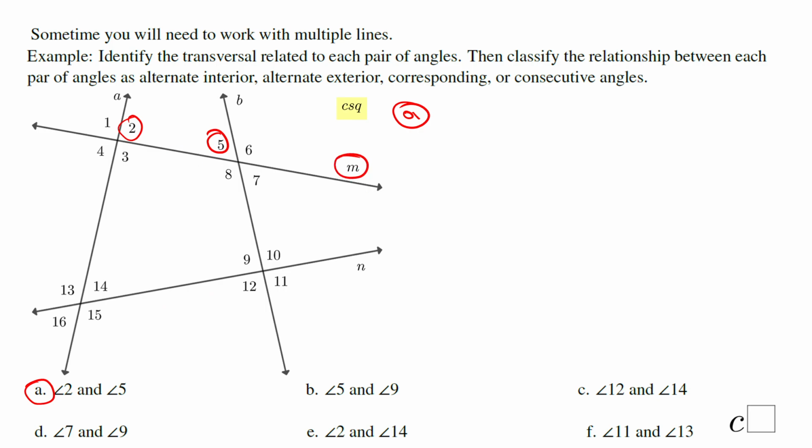Okay? And looking at these angles, they are both interiors between A and B in this case, right? And on the same side of the transversal, so they are what we call consecutive interior angles.